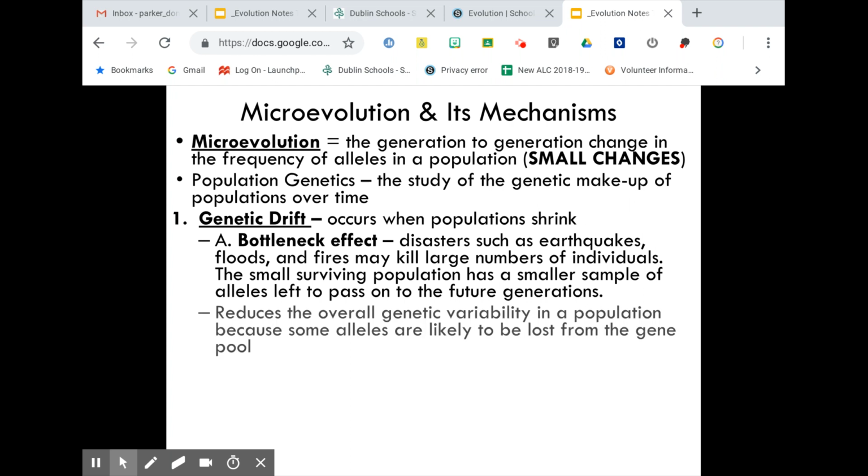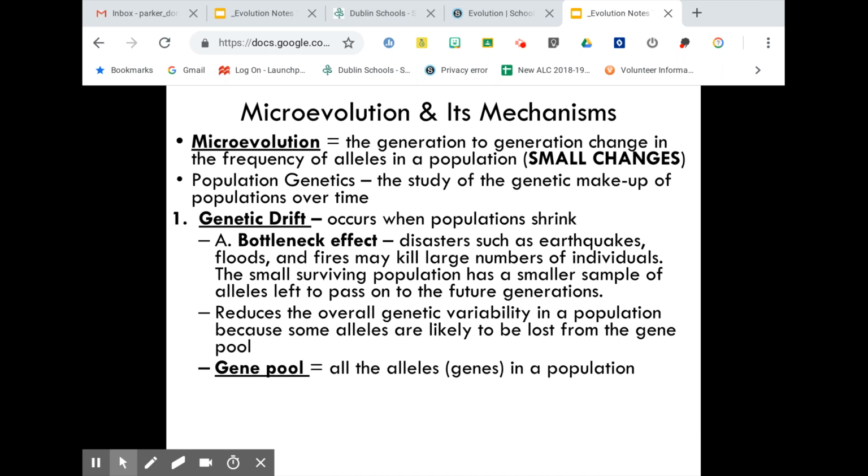As a result of that, you end up with lower genetic variability in the population because some of those alleles, due to the death, whatever the disaster was, has removed those alleles from the gene pool. And gene pool is just the alleles that are in a population. We've used that word several times in class. So just to give you a little bit of a clear definition as you look at that.